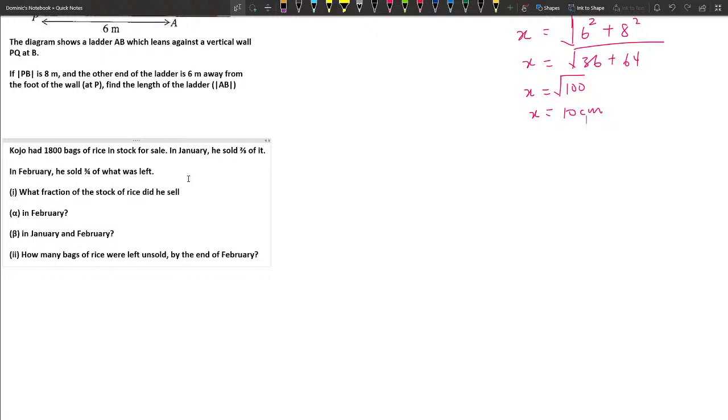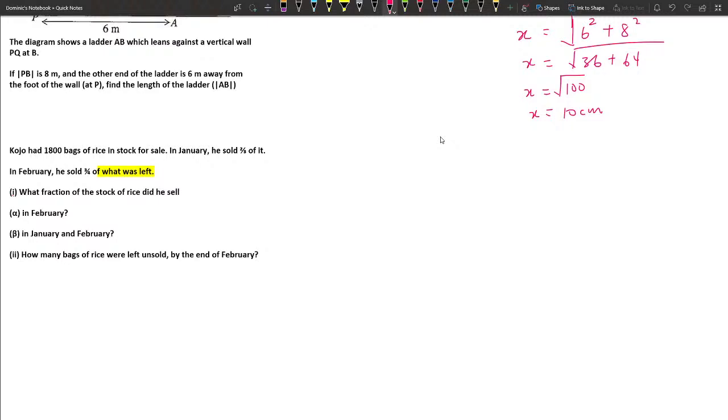That statement is very important. What was left? What was left is very, very important. So I'm going to highlight that. What fraction of the stock of rice did he sell in February? So let's find the bags of rice he sold in February. First of all, we need to find what he sold in January and then what was left.